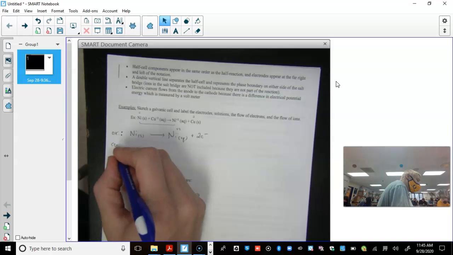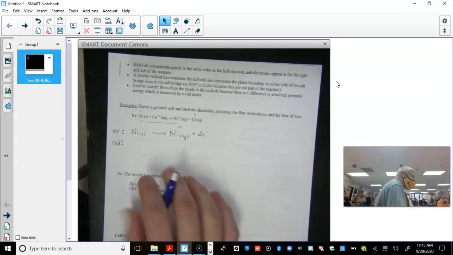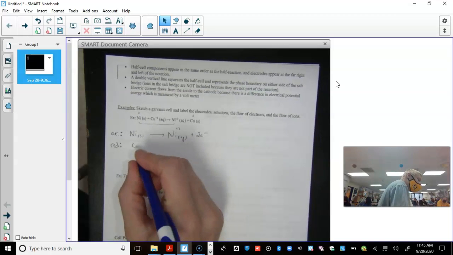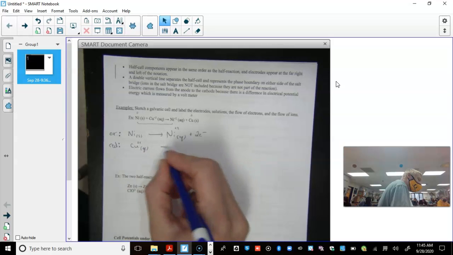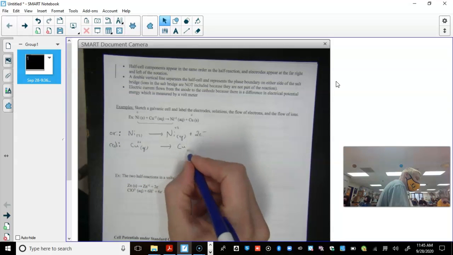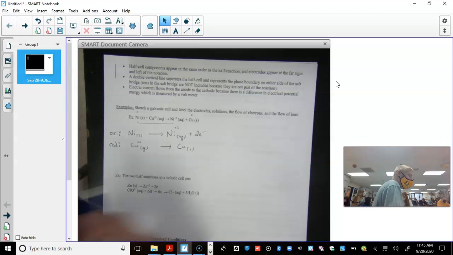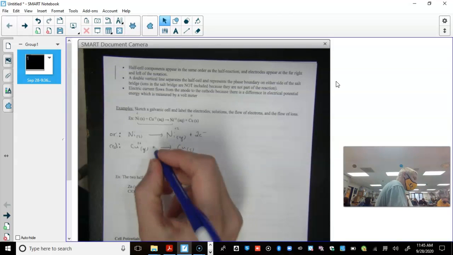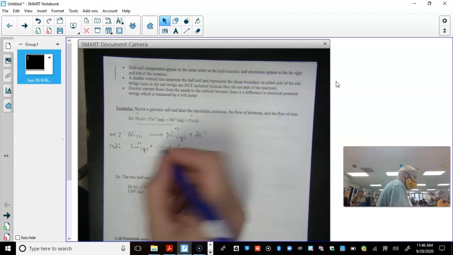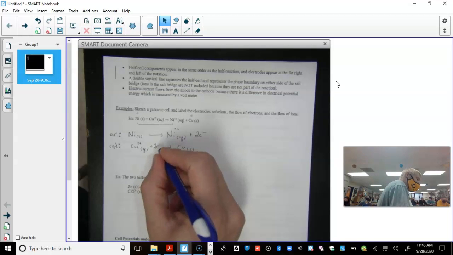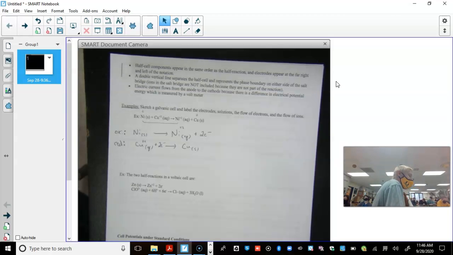So then the other one's got to be reduction. So we're going from copper 2 plus all the way to copper solid. And we're dealing with 2 electrons, and it's reduction, so it's being reduced. So it's gaining electrons, yeah, reduced.